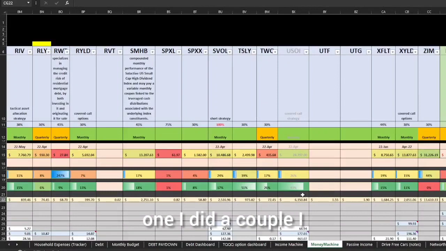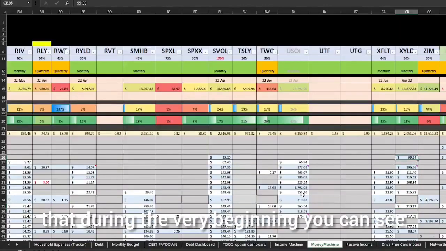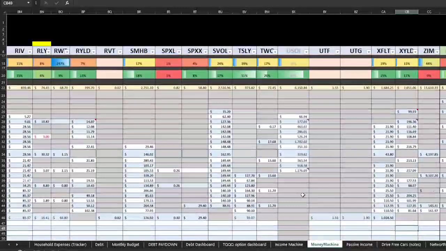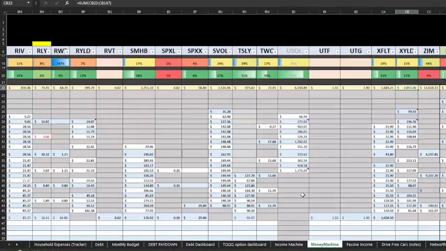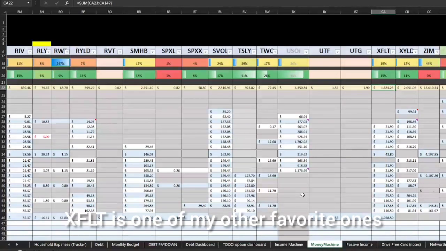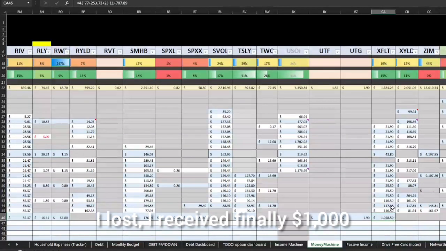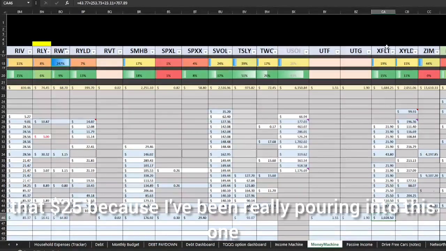I did a couple. I think I have XYLD, kind of popular. I found that during the very beginning. You can see I picked it up probably when I started over a year ago, and it's been paying about $100 to $200 per month at 11% yield. XFLT is one of my other favorite ones. Sorry, I was looking for this one. I just started getting to this one. I received finally $1,000, but before I was just getting about $100, and then before that $25, because I've been really pouring into this one.